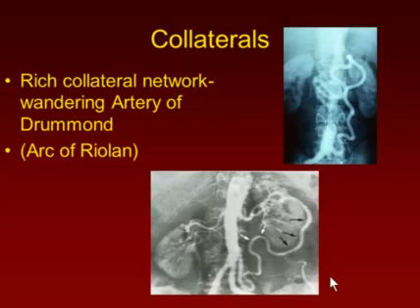Now, these blood vessels are connected through a rich collateral network, through the arc of Riolan, sometimes called the wandering artery of Drummond. And this is very helpful because one vessel remaining of the three can supply the entire small bowel. So it's very important to know that these have such a rich collateral network that's present.